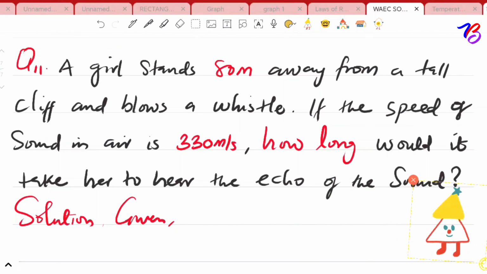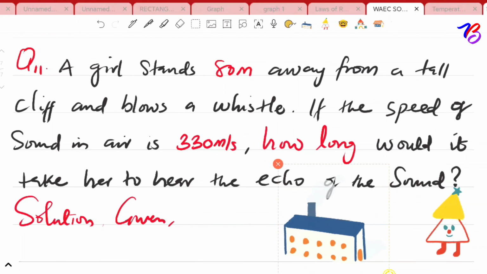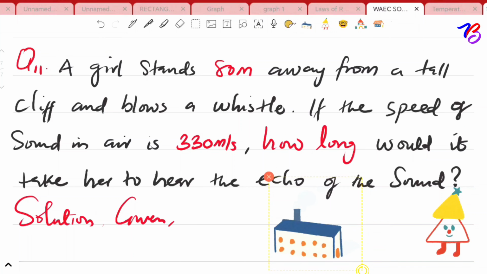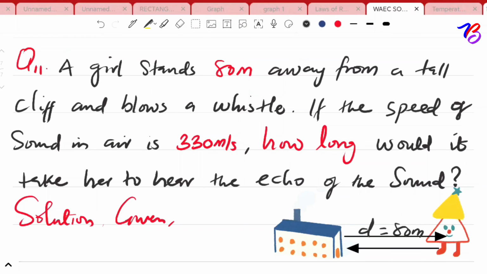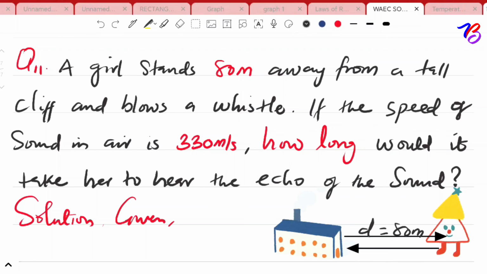But let's represent that using a diagram. So let's depict that. If this is the goat, then let's represent the tall cliff. So this becomes the tall cliff. Are you here? So the goat is standing 80 meters away from the tall cliff. So we have a distance here to be 80 meters. Remember, the question is specific about the time. How long? Okay? But recall that this has to do with echo. So the sound has to move from the mouth of the goat to the cliff, then bounce back or reflect back to her. So our d is 80 meters.